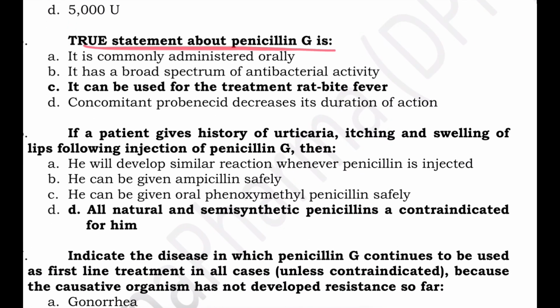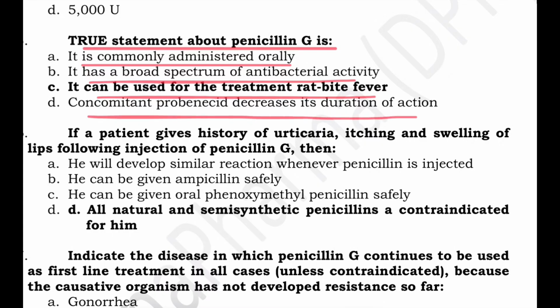True statement about penicillin G: it is commonly administered orally, it has a broad spectrum, it can be used for treatment of rat bite fever, and concomitant probenecid decreases the duration. Now probenecid actually increases the duration, so this is wrong. Commonly administered orally, no. Penicillin G is administered by injection. It has a broad spectrum, no, it is gram positive only. So this is indicated in the treatment of rare infection like rat bite fever. This is the correct answer.